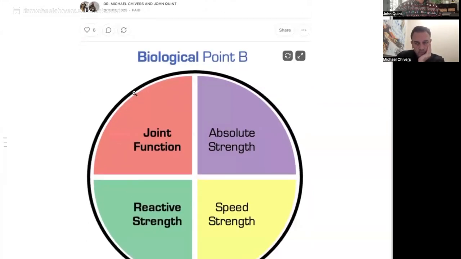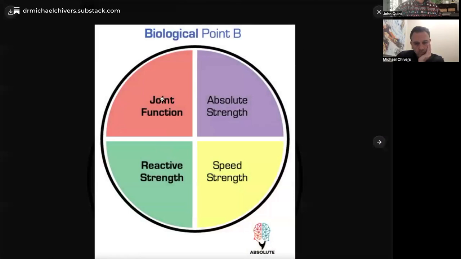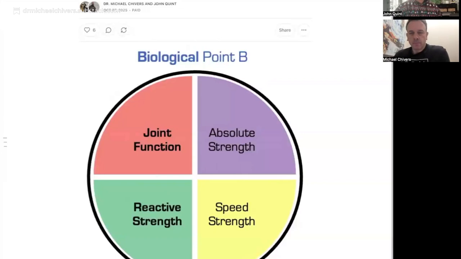So the biological side of point B is over here. It's joint function, it's reactive strength. Over here is the neural side, the neural network of absolute strength. You got absolute strength and then speed strength. And so the discussion that I think we're going to have is in regards to programming.